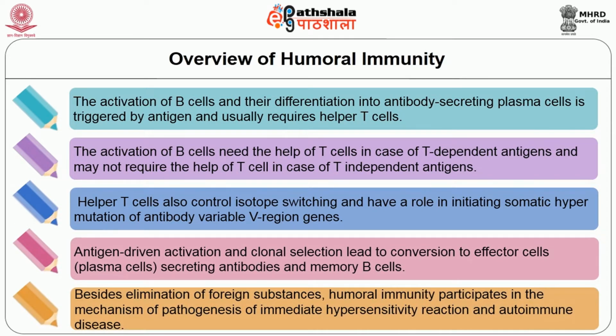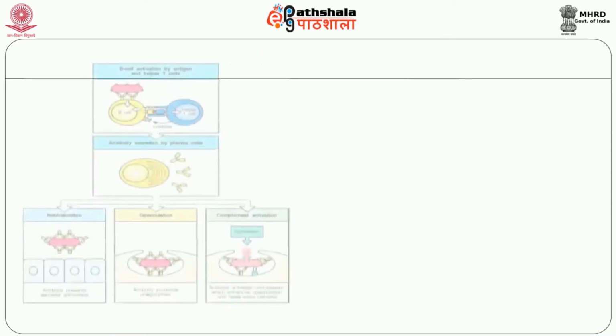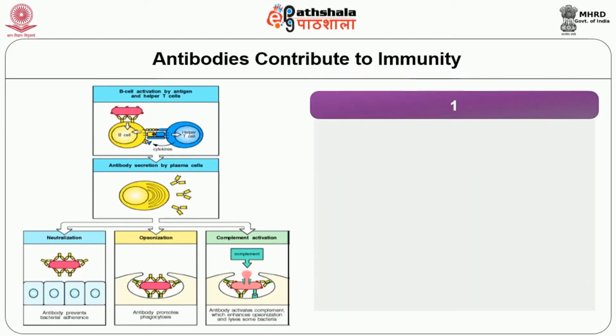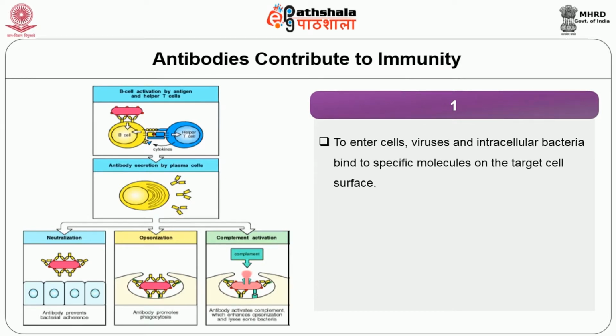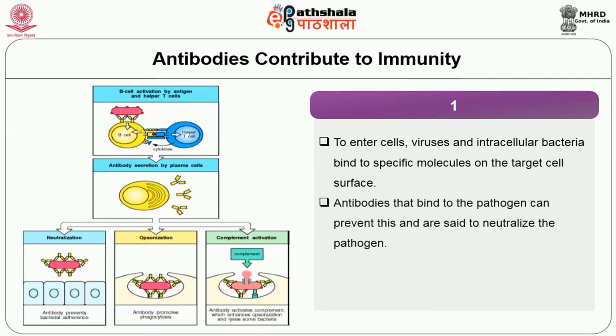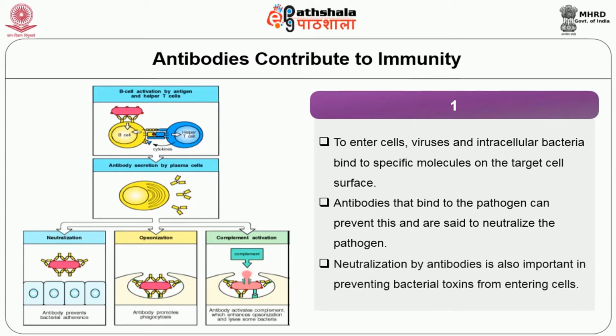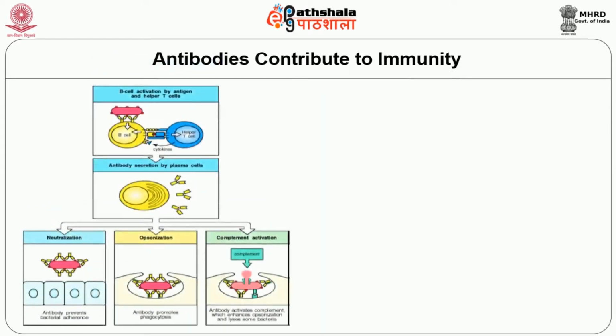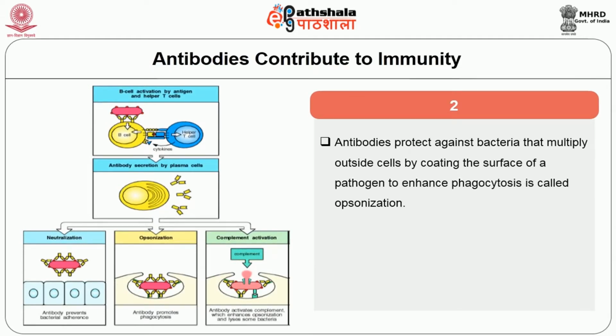Besides elimination of a foreign substance, humoral immunity participates in the mechanism of pathogenesis of immediate hypersensitivity reaction and autoimmune diseases. There are three ways the antibodies contribute to immunity. First, to enter the cell, viruses and intracellular bacteria bind to specific molecules on the target cell surface. Antibodies that bind to the pathogen can prevent this process and are said to neutralize the pathogen. Neutralization by antibody is also important in preventing bacterial toxins from entering the cells. Antibodies also protect against bacteria by coating the surface of the pathogen to enhance the process of phagocytosis. This is called opsonization.